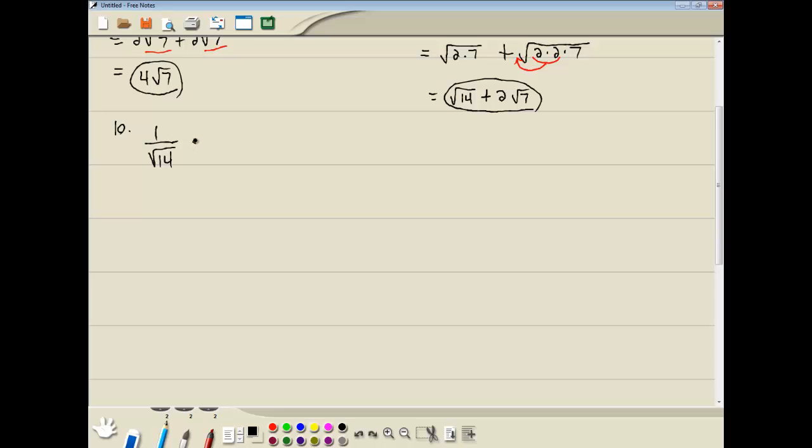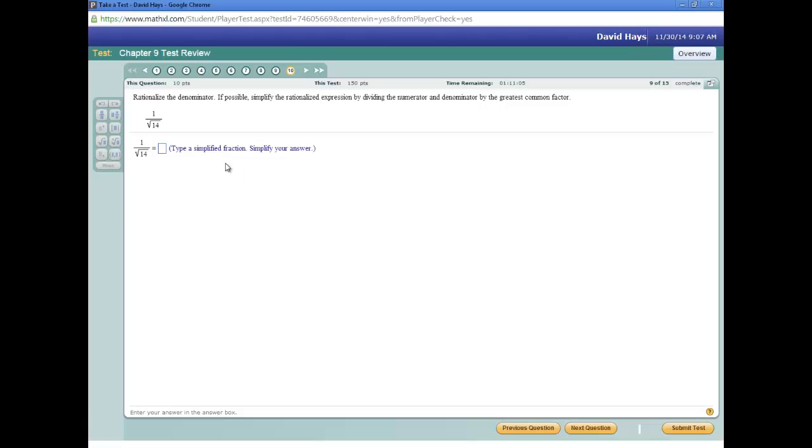If you have a single item down here, a single radical in this case, then what you're going to do is multiply top and bottom by the square root of 14. And that'll always happen when you're talking about square roots. Now, you should always simplify first, though, because otherwise you might get some huge numbers and have to do more simplifying at the end. 1 times square root of 14 is square root of 14, and square root of 14 times square root of 14 is 14. So that's our answer. Square root of 14 over 14.